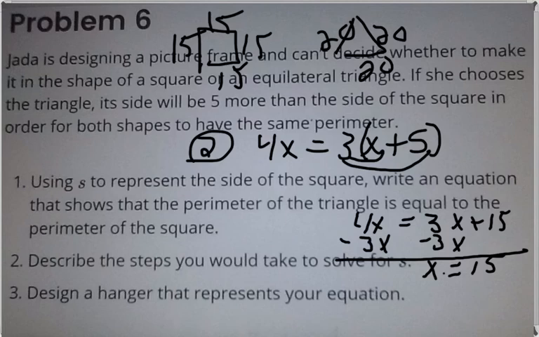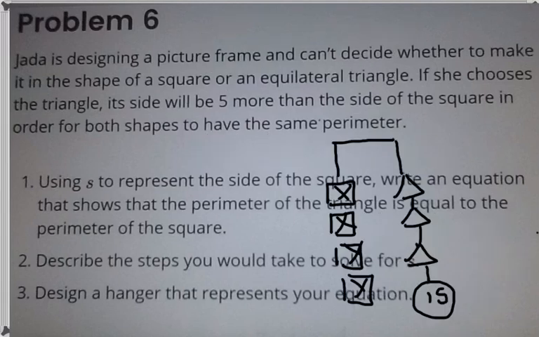Last, draw a hanger that represents your equation. So I have 4 x's on this side, and here, this is the 3 triangles plus the extra 15, because each of these has an extra 5. I'm not saying you have to draw the picture like this. You might have a better way to represent the equation, and if you do, that's great. Use yours.